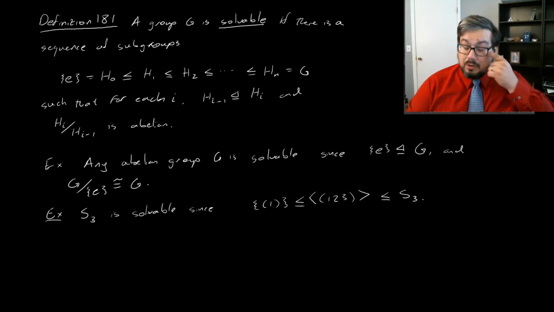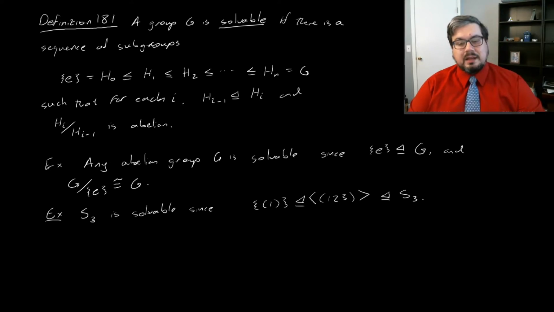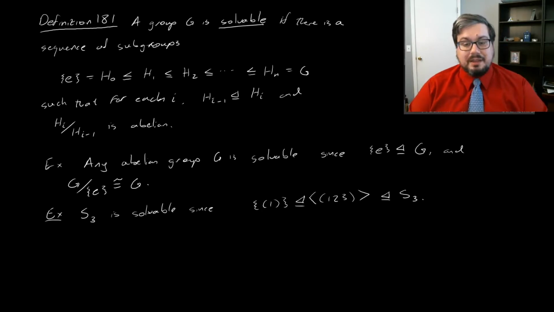So we can show that all of these containments are normal. The trivial subgroup is always a normal subgroup of anything it's a subgroup of, and it turns out that the subgroup generated by (1 2 3) is in fact a normal subgroup of S3. In fact, it's the alternating group on 3 elements, and the alternating group is always a normal subgroup of the symmetric group.